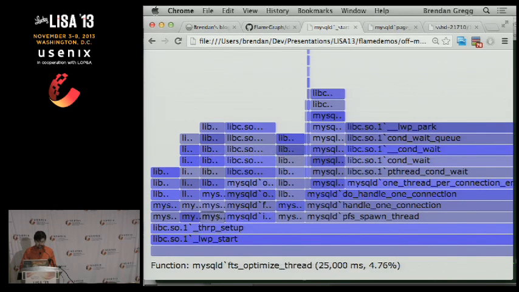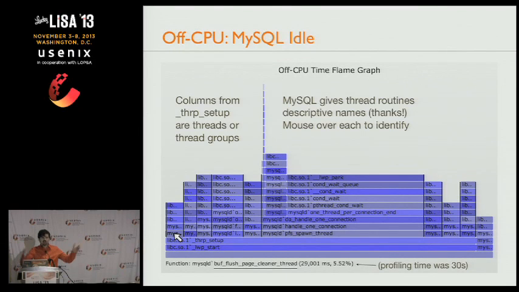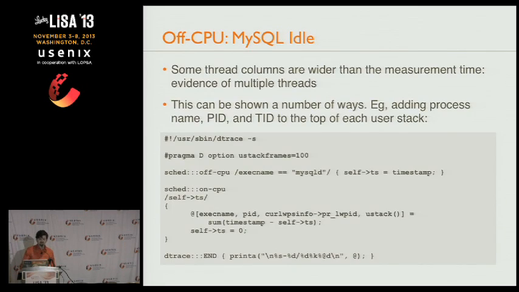What's interesting is I can look at the bottom and identify all of these threads that MySQL has. Each of these columns comes from different threads, starting from down there, or different code paths. And I decorated that flame graph with all of the names. I wasn't expecting off-CPU profiling of an idle application to be so interesting, but it was actually pretty interesting.